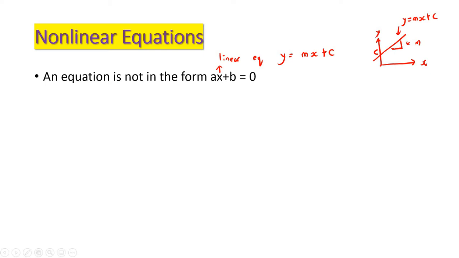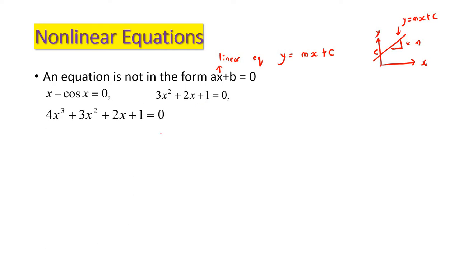It means as long as the equation is not in the form of a straight line, or the linear equation, then it will become a nonlinear equation. For example, you have x minus cos x equal to 0, or you have a quadratic equation, which is a polynomial of degree 2, like 3x squared plus 2x plus 1 equal to 0, or you have cubic equations. As you have learned in secondary school, you know how to solve quadratic and cubic equations or find the roots of your quadratic equation.